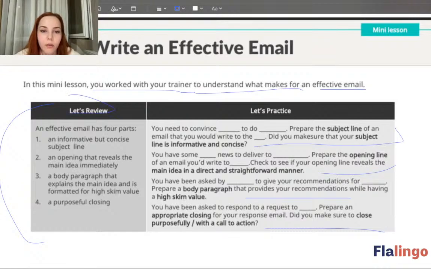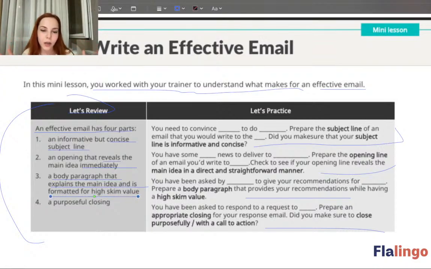So let's review and let's summarize the idea of this lesson. An effective email has 4 parts: an informative but concise subject line. The second is an opening that reveals the main idea immediately. Like I told you, emails are quick. This is a fast communication way. So you need to be quick. You need to give the main idea. You need to tell your goals and purposes immediately. So immediately means like being quick and being fast. So the third part is a body paragraph that explains the main idea and is formatted for high skim value.